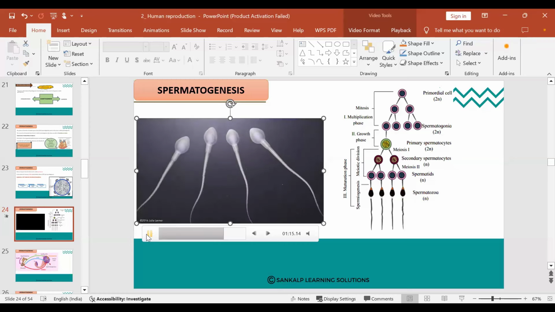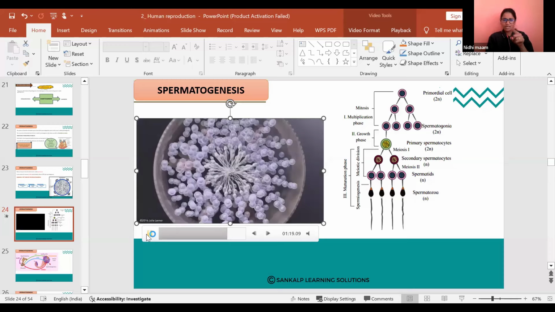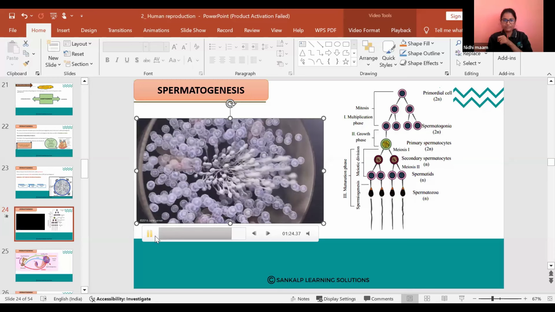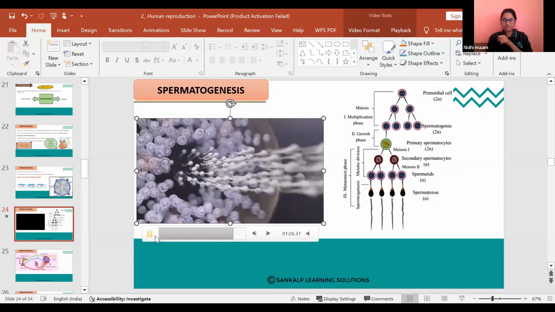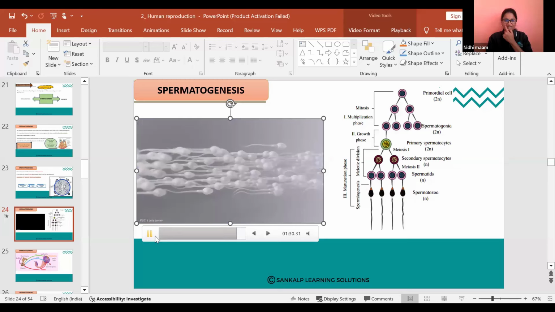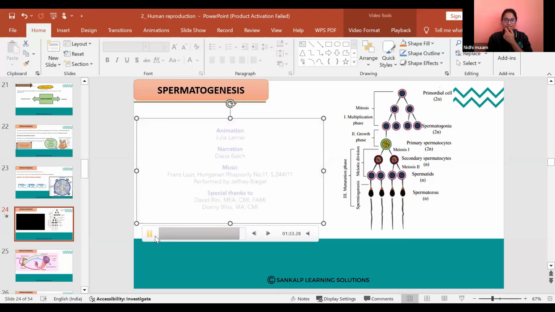Yes, ma'am. So this is a sperm that you are seeing. Now you can see how the sperms are attached to the Sertoli cells. Sperms will be attached to the Sertoli cells. Here they are showing the releasing of a sperm from the Sertoli cells. The release of a sperm from a Sertoli cell we call spermiation.